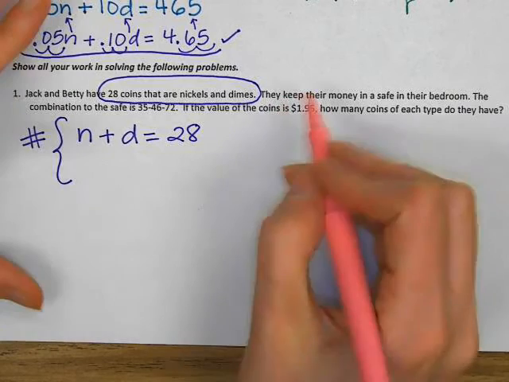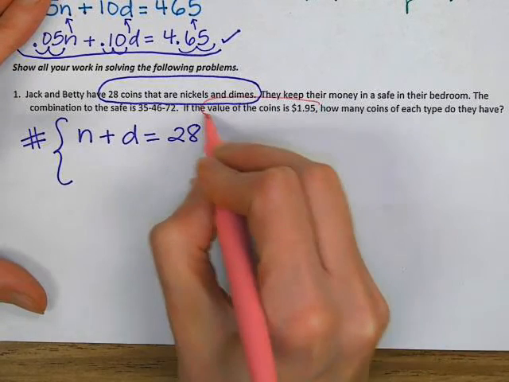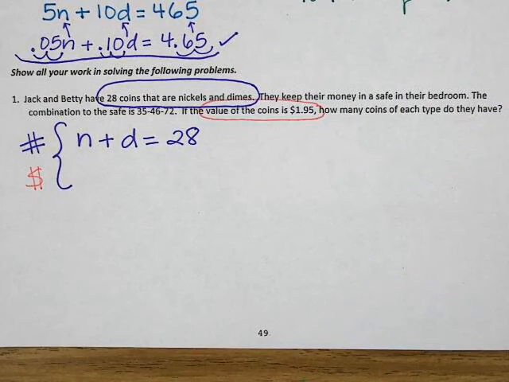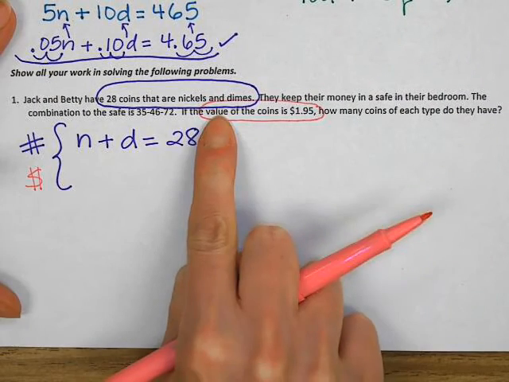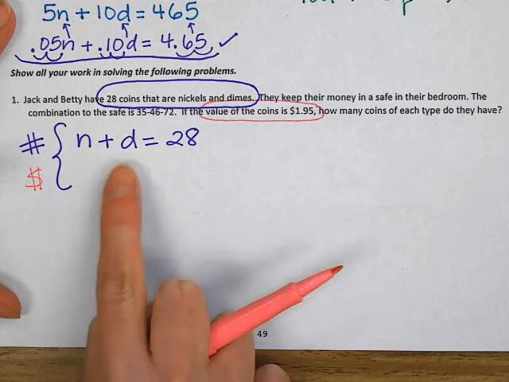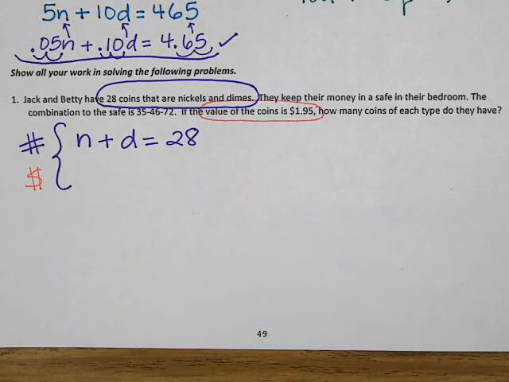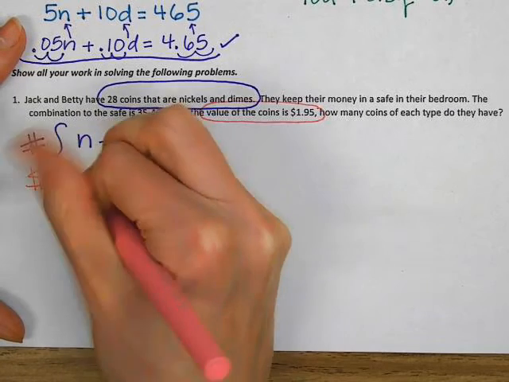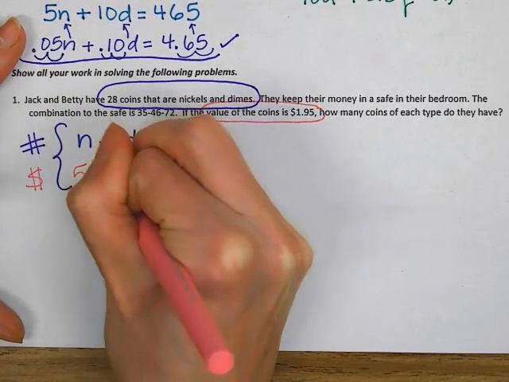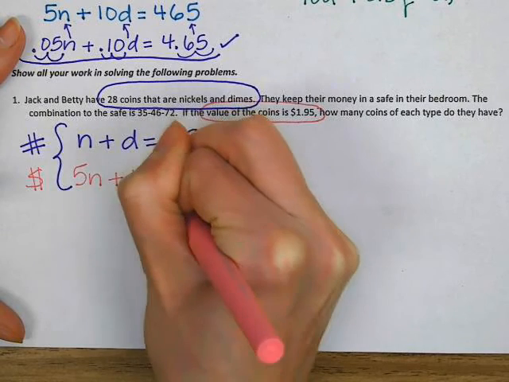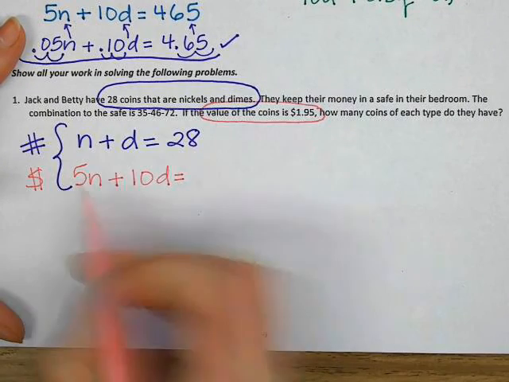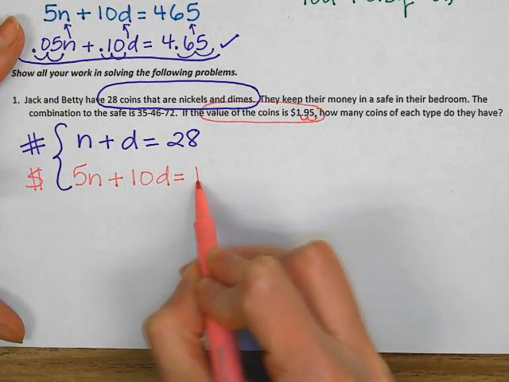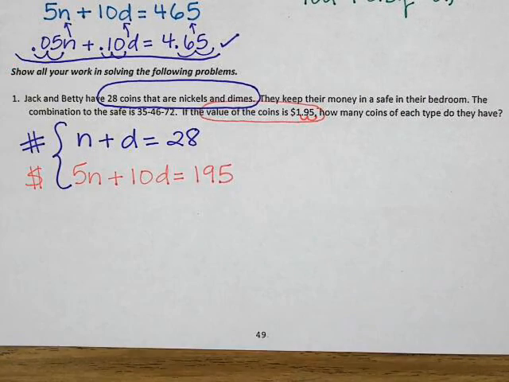Oh, here we go. The second one's about value. The value of the coins is 195. So when it says value, you've got to attach money to each coin. Okay, so if it's made of nickels and dimes, nickels are worth 5 cents, plus dimes are worth 10 cents. And then because we moved the decimals twice, we're going to call this 195.